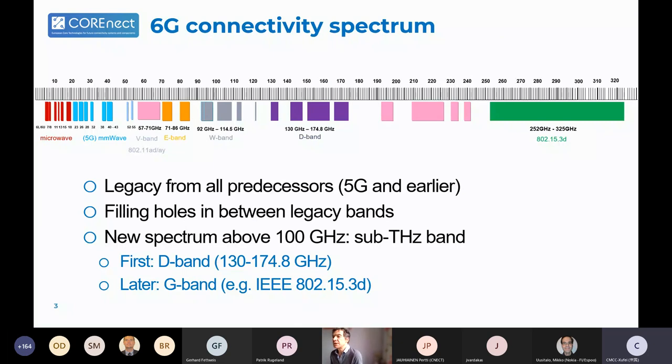6G will make use of the spectrum of 3G, 4G and 5G, but it will also use new bands above 100 gigahertz. And you see that the higher the frequency, the more bandwidth is available. Between 100 and 250 gigahertz, not much is standardized yet, but above, we already see a preliminary IEEE standard. But before we use those frequencies, we will first exploit the D band between 130 and 175 gigahertz.